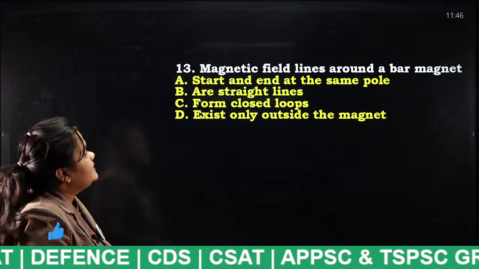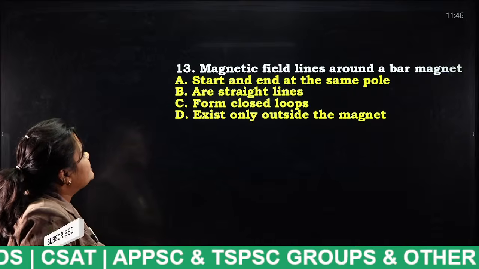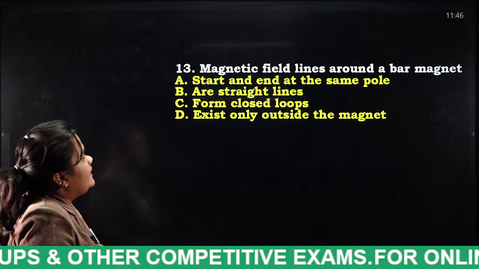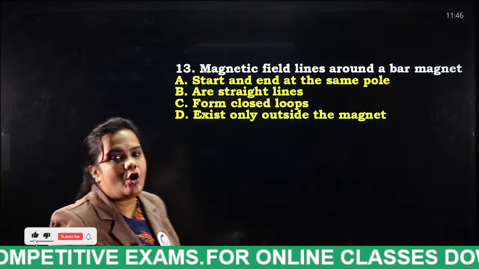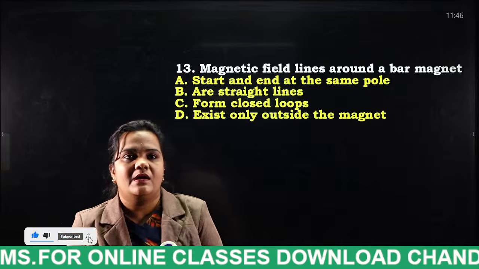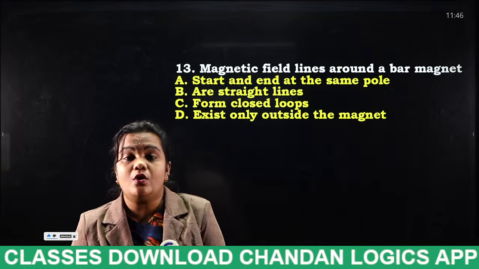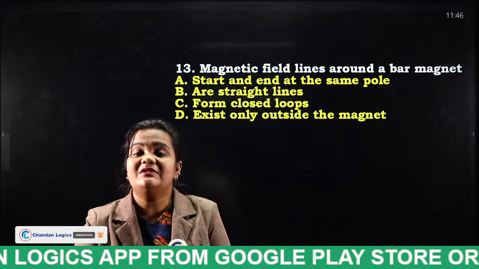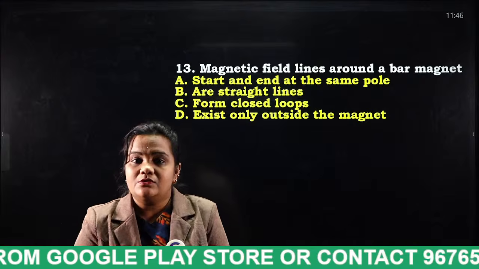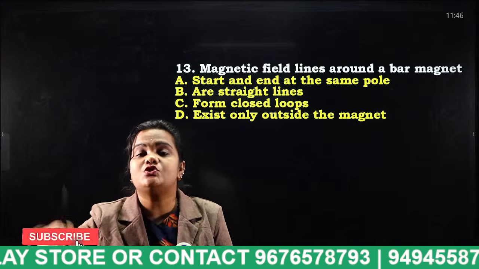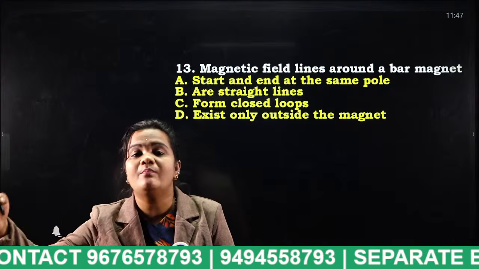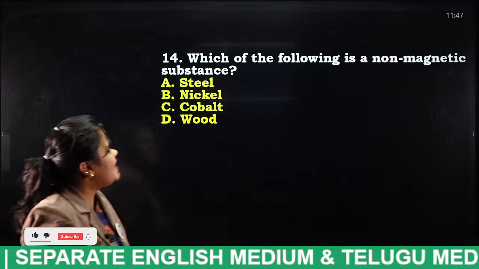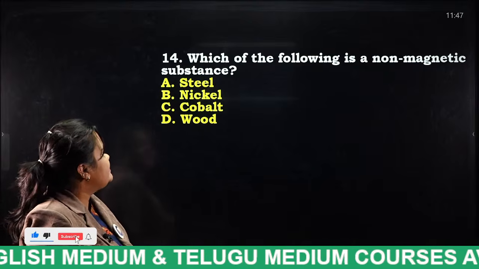Magnetic field lines around a bar magnet start and end at the same pole, or are straight lines, form closed loops, exist only outside the magnet. So tell me the correct option regarding this magnetic field. I have already told you what a magnetic field is, students. A magnetic field is nothing but the field surrounding the magnet. Beyond that field, there will be no magnetic properties. Okay, very good.